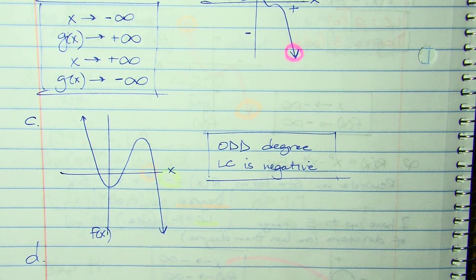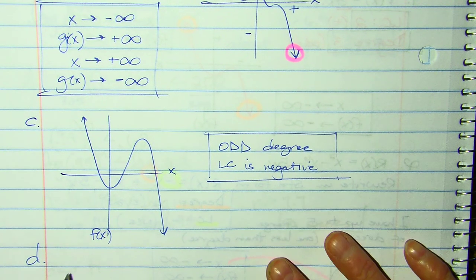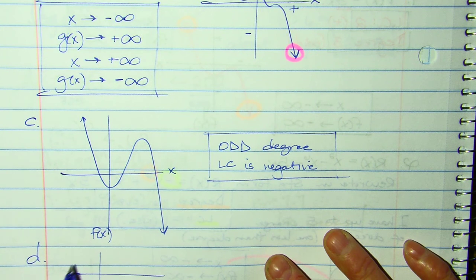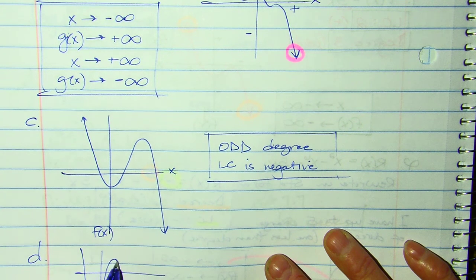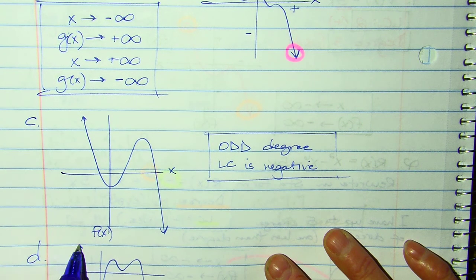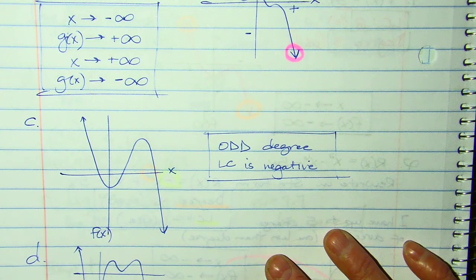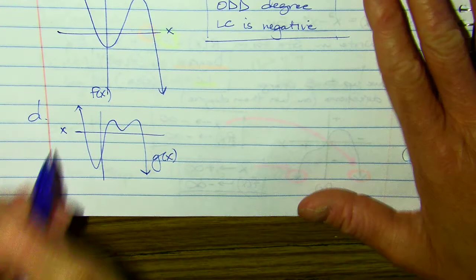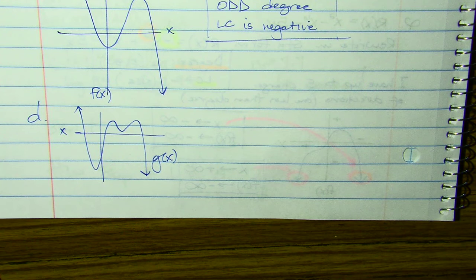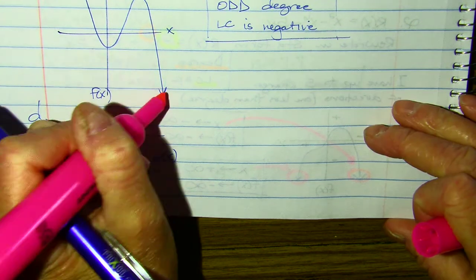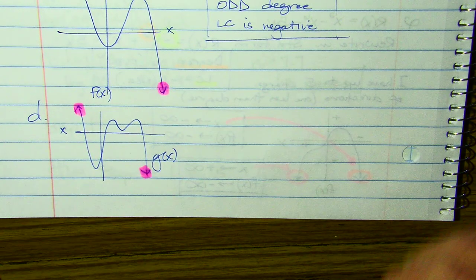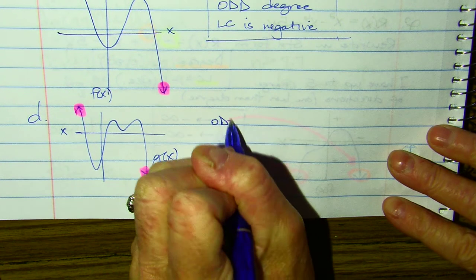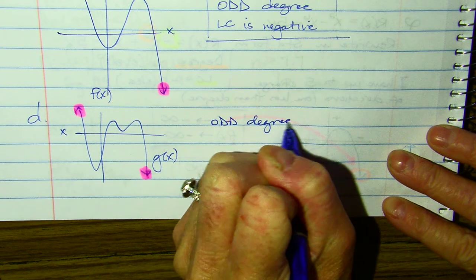D is the same as far as the type of question. I'm just going to draw a miniature, and they called this g of x. And don't worry, I'll move. And so I've got x and g of x. So again, I'm focused on the ends. And the ends are not pointing in the same direction, so I know it's an odd degree.